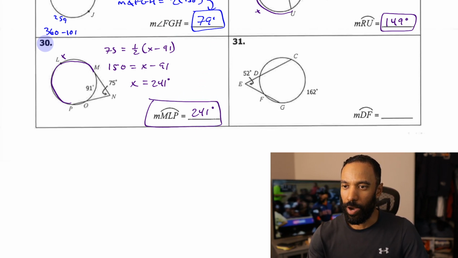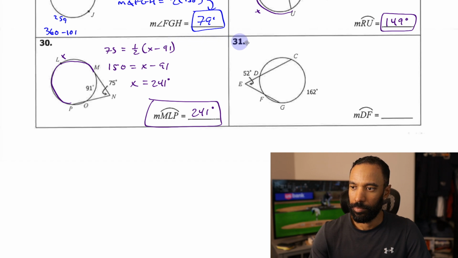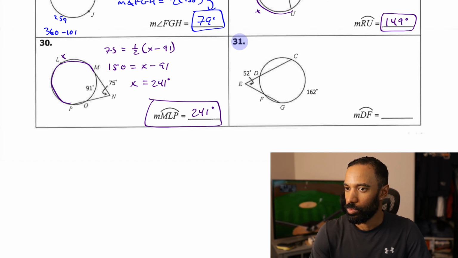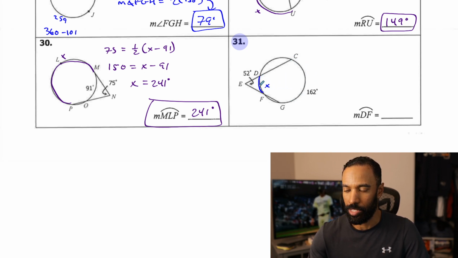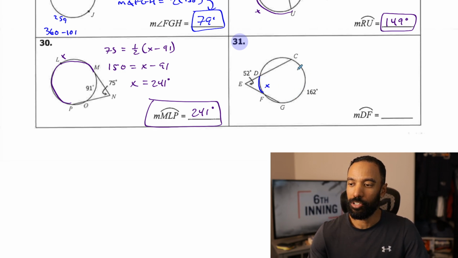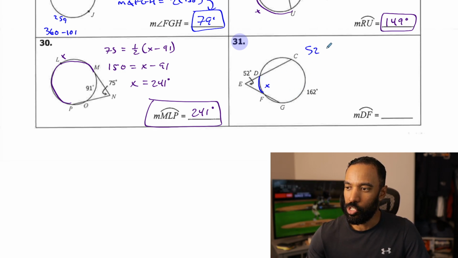And then number 31. Find the measure of arc DF. This can once again be the x. 162 is the major intercepted arc. Here's the bigger intercepted arc. Here's the smaller one. 52 will be half that difference, 162 minus x.